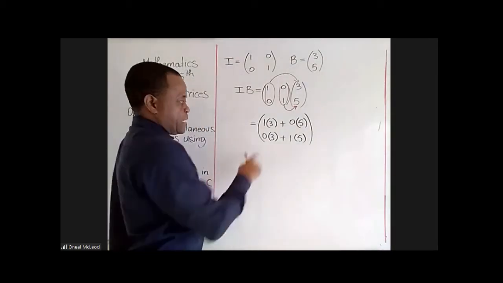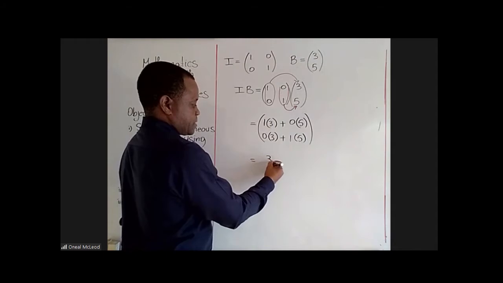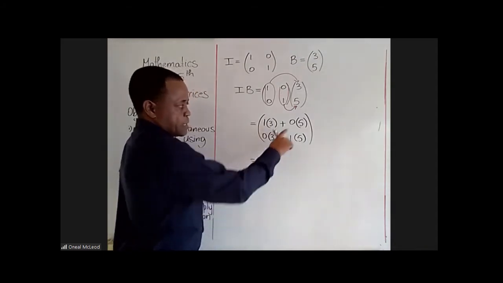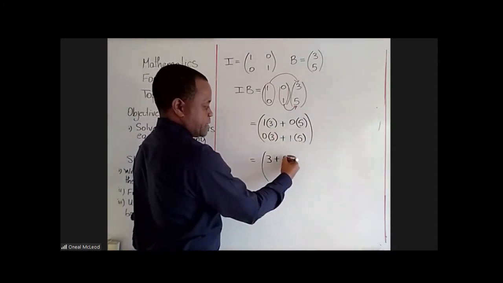Now let's go ahead and multiply. So it's 1 times 3 will give us 3, plus 0 times 5 will give us 0.